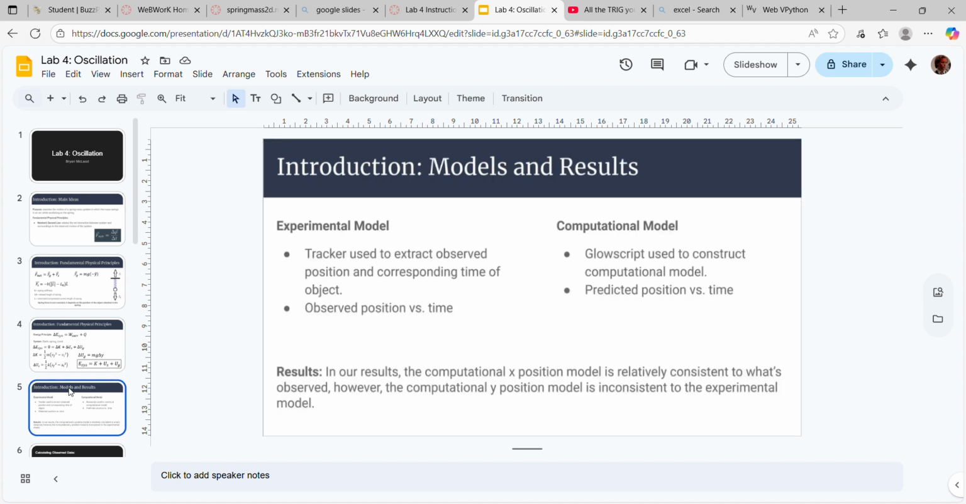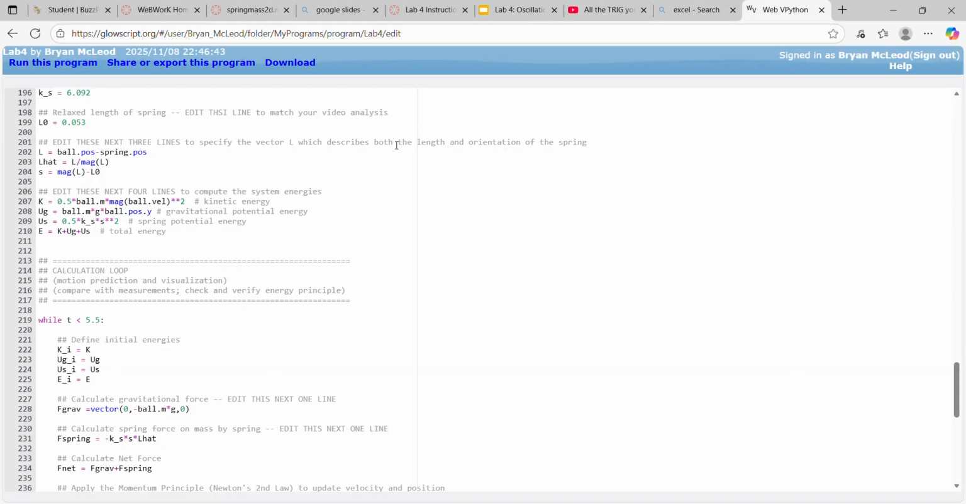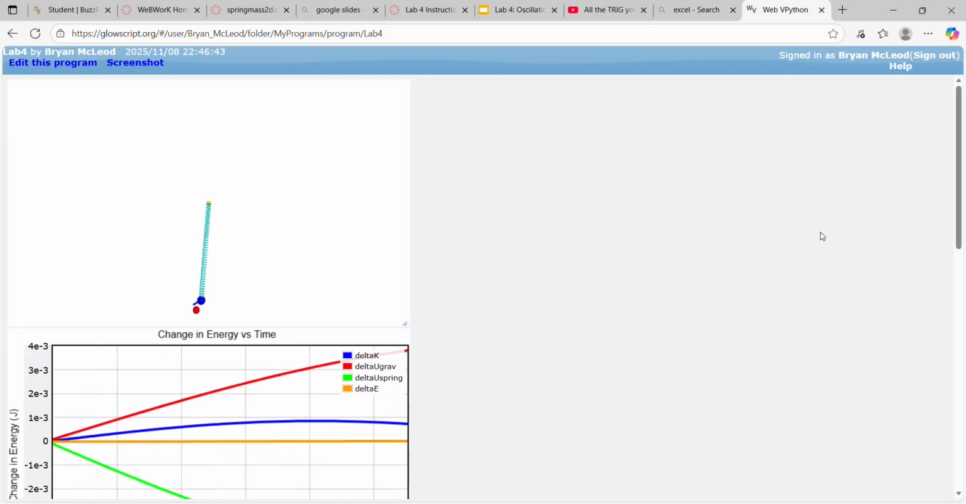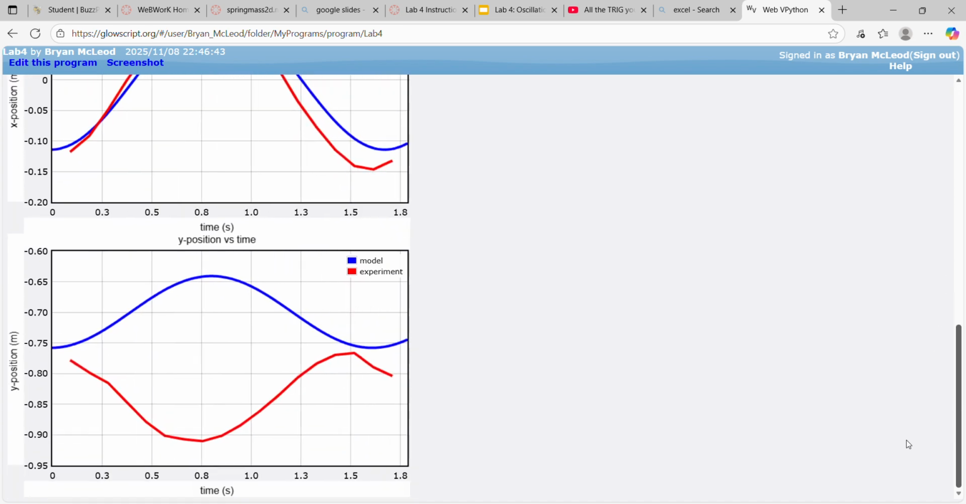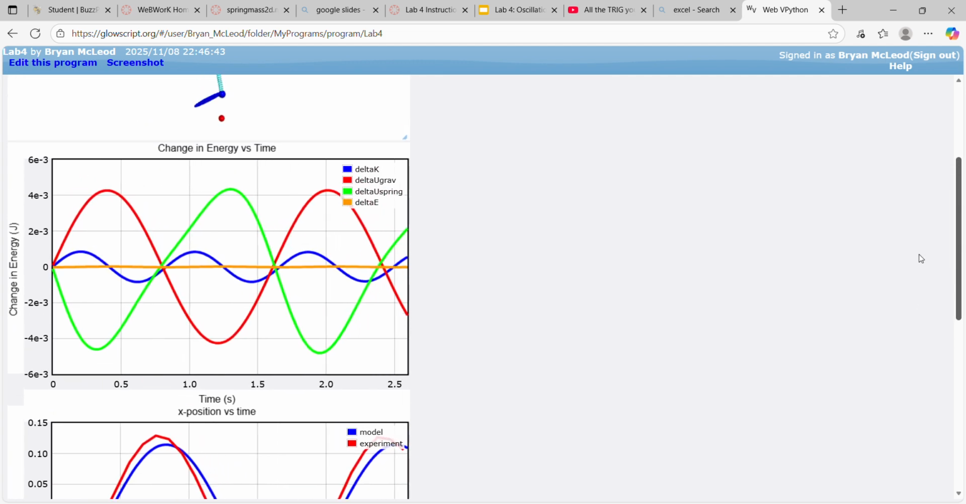Introduction, so we use Tracker, obviously. I have my Tracker right here. We use it to capture the motion in our lab, so it captures the movement as it goes in a circle. It captures our data in terms of position, and then we use GlowScript to predict the change in our positions and the change in energy based on time.